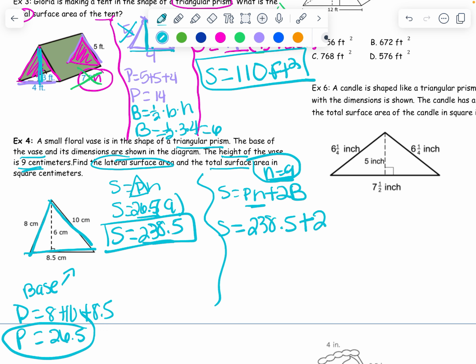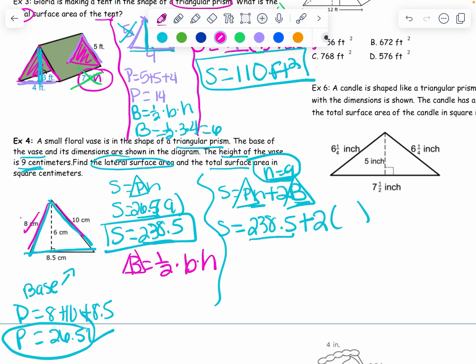I'm going to break down my plus 2, and then I don't know what the area of the base is yet. I do know, though, that I'm just looking at the triangle for those two parts. So I already found the perimeter, which is how I got this. But now I am going to find the area of that base. So to find the area of the triangle, I'm going to do 1/2 times the base times the height. These two sides are diagonal, so I don't need them for base and height. This is what makes my right angle, so those are going to be my base and my height. So the area of the base is going to be 1/2 times 8.5 times 6.